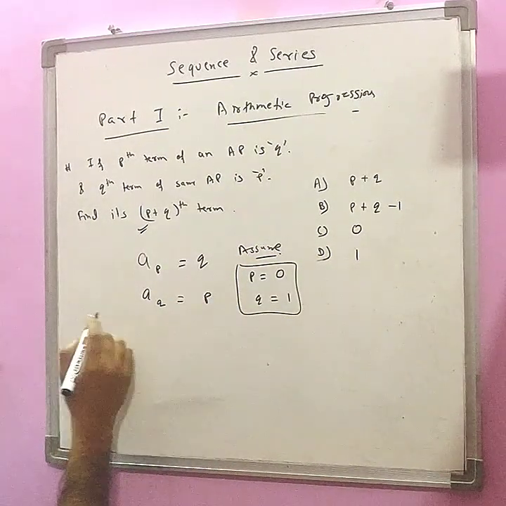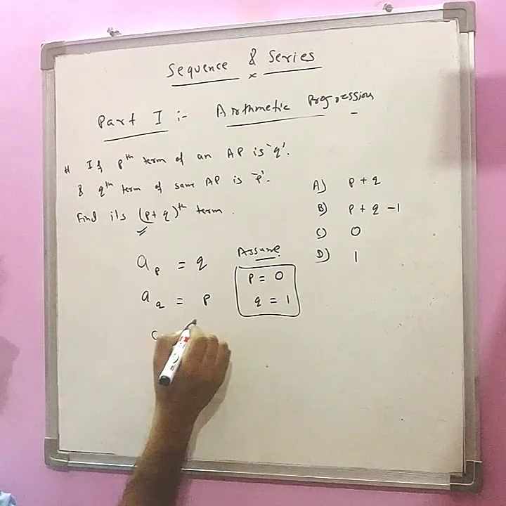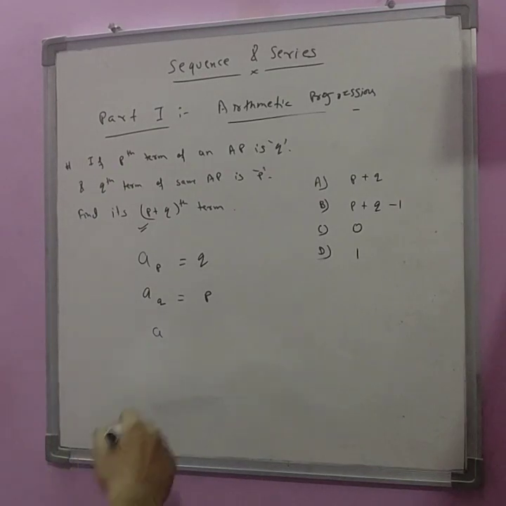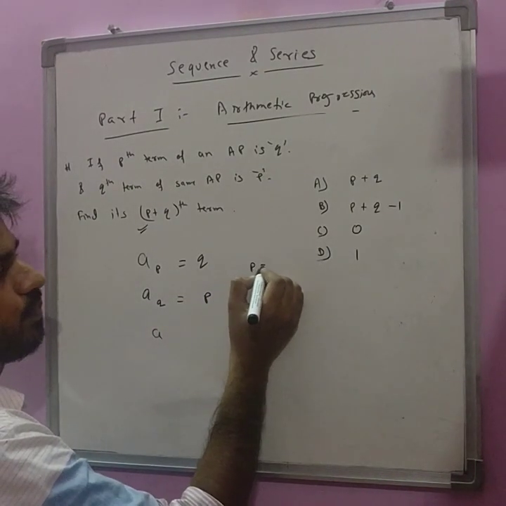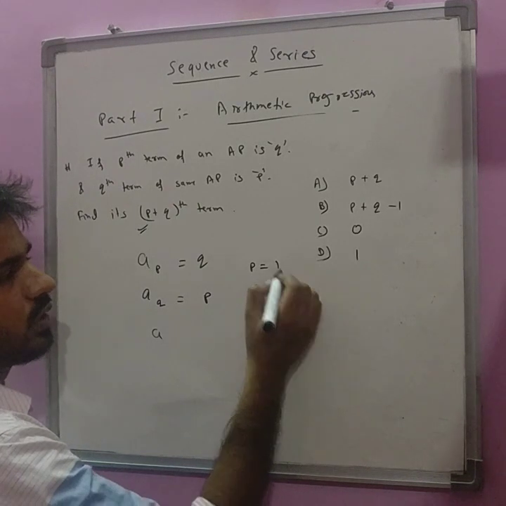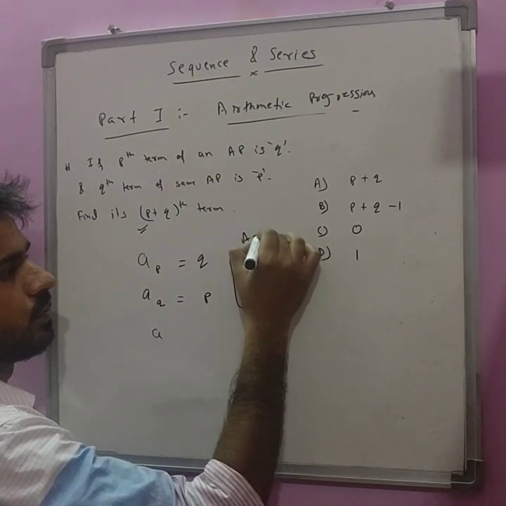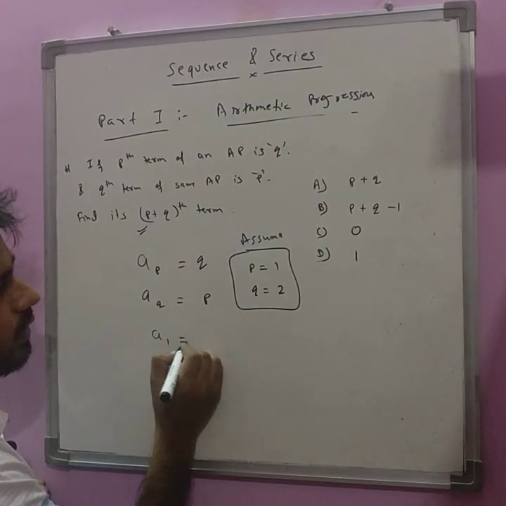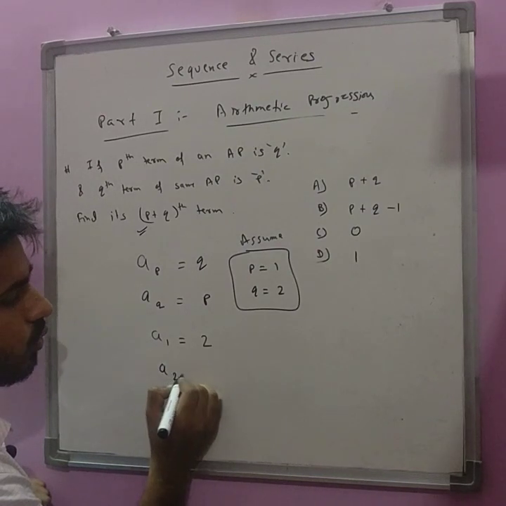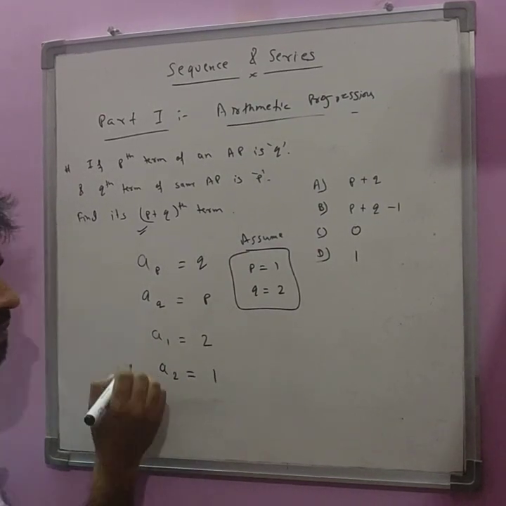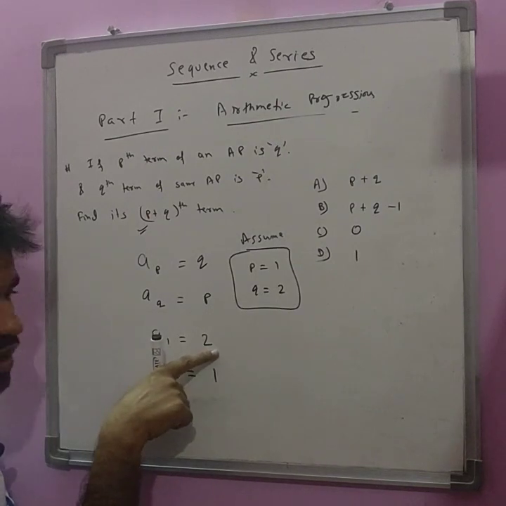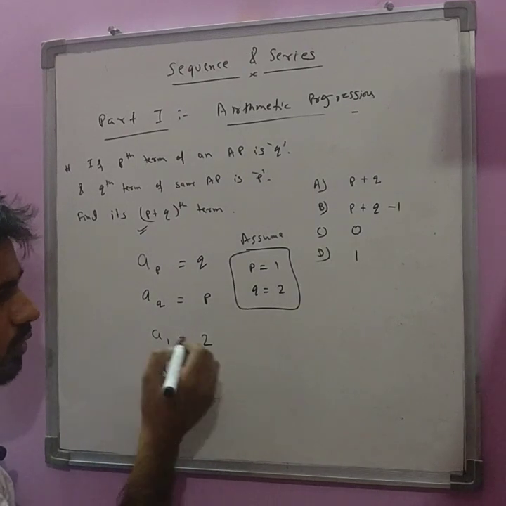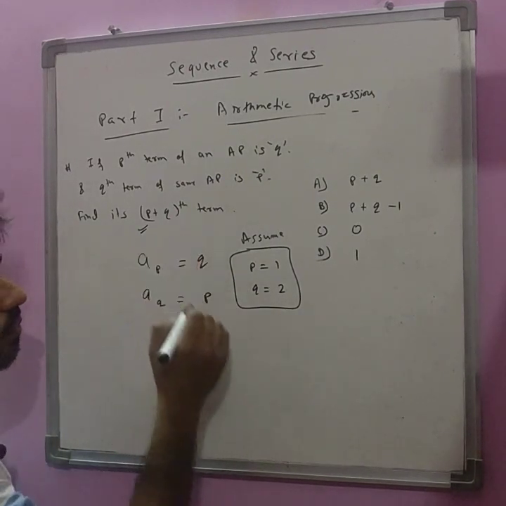So using this assumption, let us assume the value of p is 1 and the value of q is 2. These are the assumed values, right? So using this, I can say a1 is 2 and a2 is 1. That means the first term of the series is 2 and the second term of the series is 1.